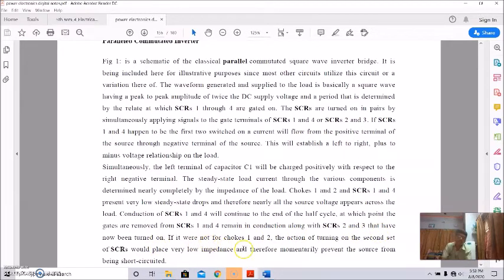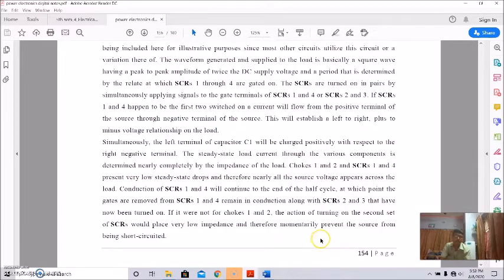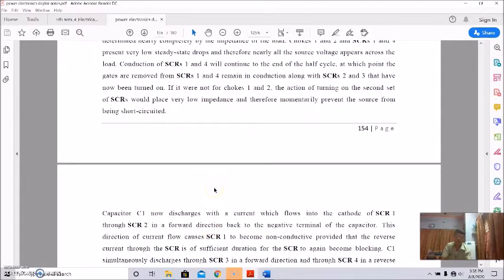If it were not for chokes 1 and 2, the action of turning on the second set of SCRs would place a very low impedance across the source, and the source would be momentarily short circuited. So that's why we have choke 1 and 2.